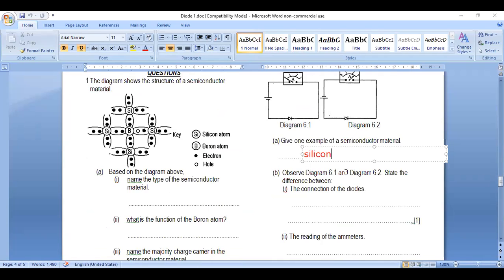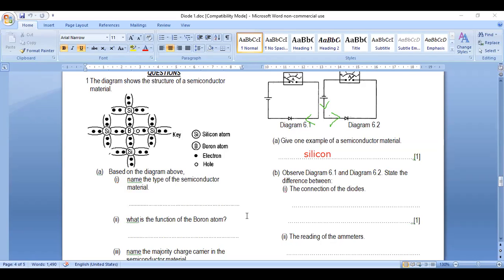Next. Observe diagram 6.1, 6.2. State the difference between the connection of the diode and the reading of the emitter. Connection of diode, right? So you see here, this one is reverse bias, this one is forward bias. Because if you look at the current, the current flow is the same as your triangle. This one, the current is opposite to your diode.